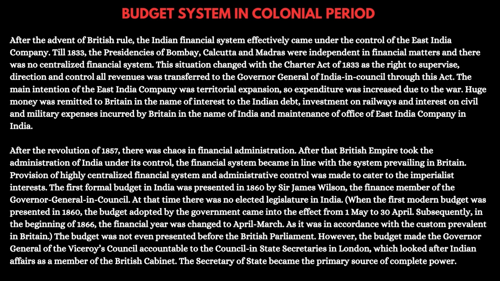The budget was not even presented before the British Parliament. However, the budget made the Governor-General of the Viceroy's Council accountable to the Council and the Secretary of State in London, who looked after Indian affairs as a member of the British Cabinet. The Secretary of State became the primary source of complete power.